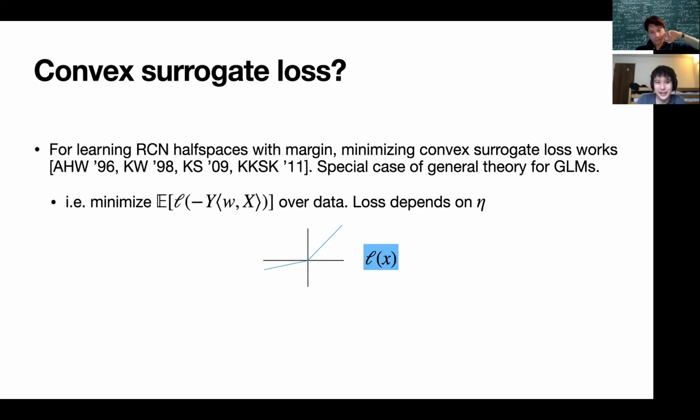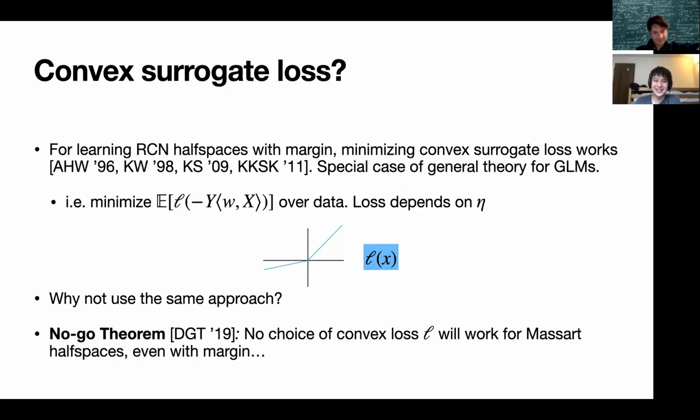And so we know this works in the RCN setting. Another technical thing is you might want to smooth this function near the origin by a very small amount, but this won't be super important to us in this talk. Okay, so the most obvious thing is we know this works for RCN. It's a nice convex optimization program. Why not try it for Massart?